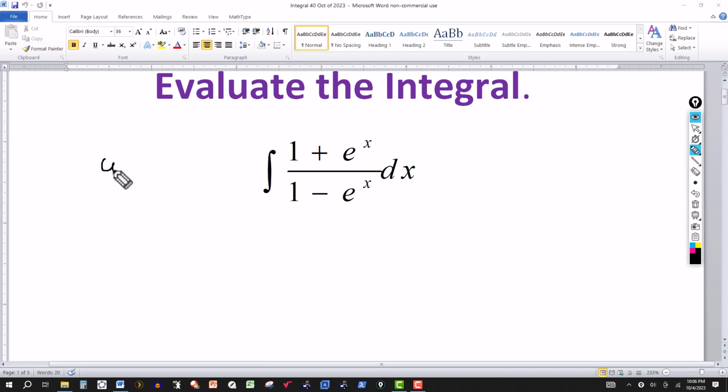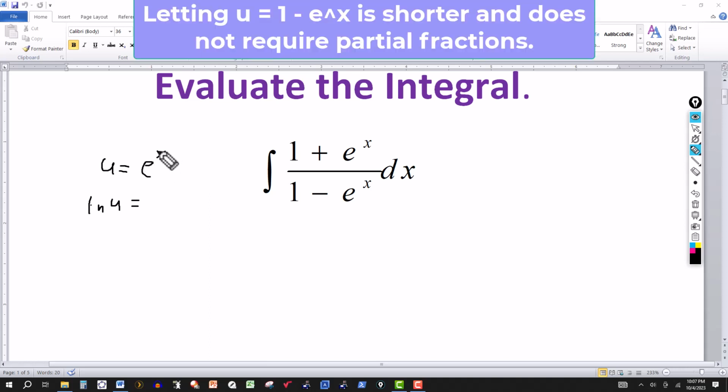So I could let u equal to e to the x, or I could let u equal to 1 minus e to the x, or 1 plus e to the x. Several ways we could start, but let me do it this way first. U equal e to the x, and then I'm just going to take the natural log of both sides here. Notice here that I'm letting u equal to e to the x. E to the x is a positive number because e is a positive number. So any positive number to any kind of power, negative or positive, will be a positive number. So I don't need absolute values here. But on the right side, I take the natural log of e to the x.